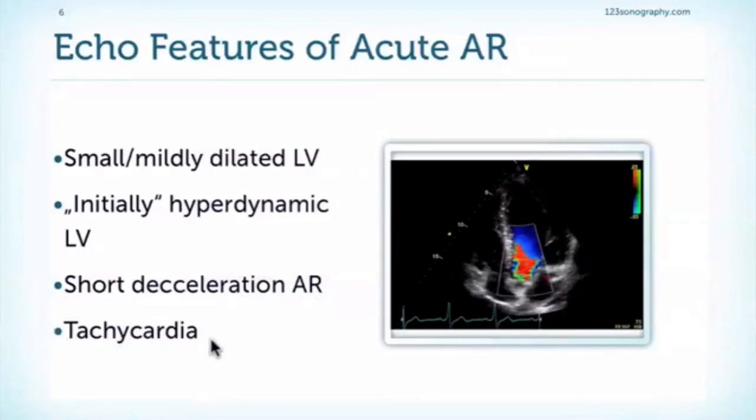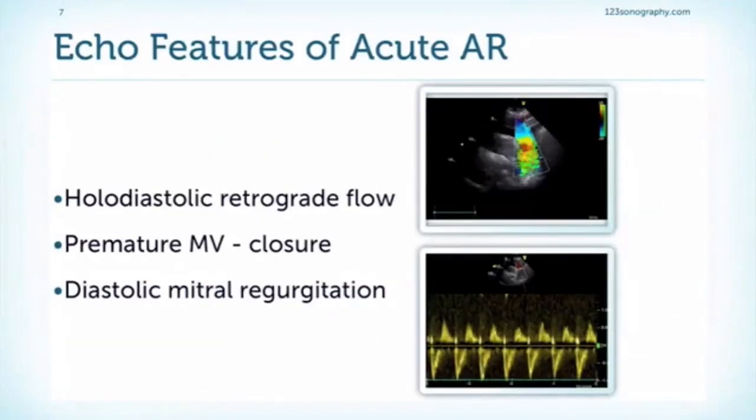I already mentioned tachycardia. Another finding we frequently see is holodiastolic retrograde flow, just as we see in chronic aortic regurgitation. This is such an example. Here in color Doppler, and here with the pulsed wave Doppler, holodiastolic flow.